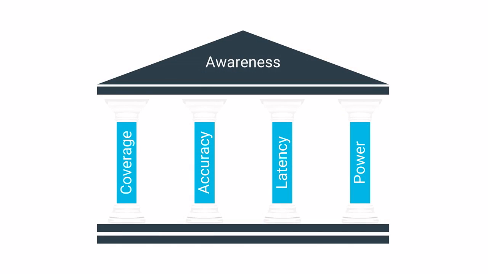So when building these contextual applications, we're going to focus on these four main pillars. That's coverage, accuracy, latency, and power. We'll refer to these pillars throughout the entire talk. These are the building blocks for creating higher quality applications. Let's walk through examples of each of these.